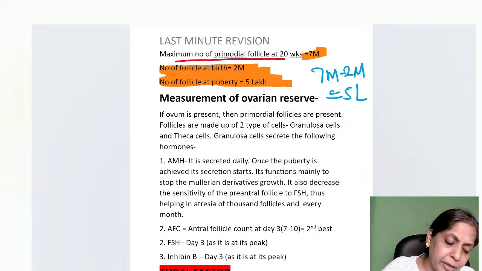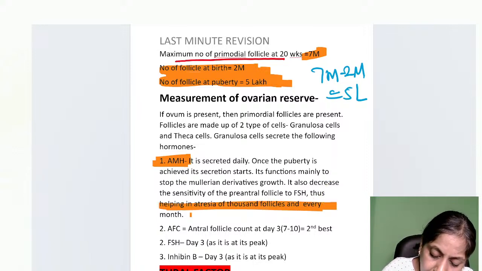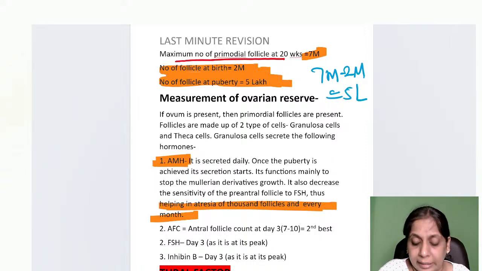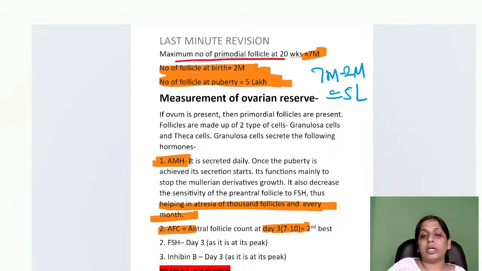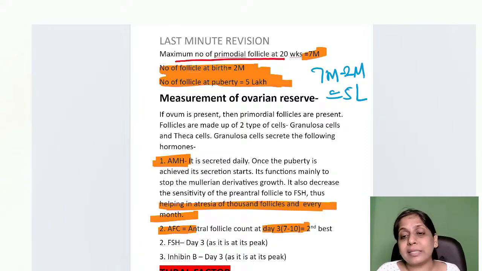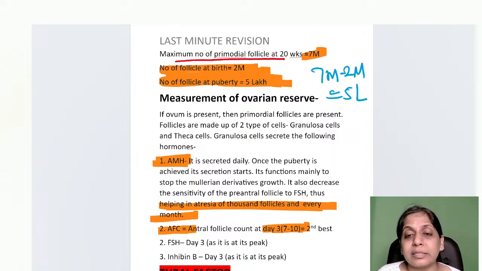Measurement of the ovarian reserve is best done by AMH. AMH is a glycoprotein, and it can be done on any day. The antral follicle count is the test which is done only on day 3. So the best is AMH, and the second best is the antral follicle count.